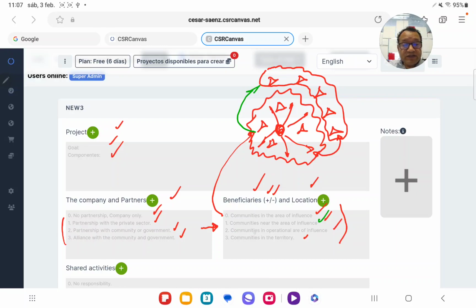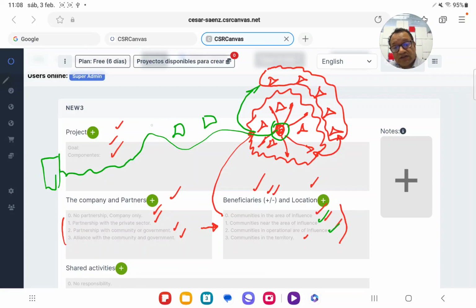And the third option is communities in the operational area of influence. Here the company has to extract and make the product, and they have to transport the products many kilometers far away to the market, maybe to the port, and along these paths they also have communities.